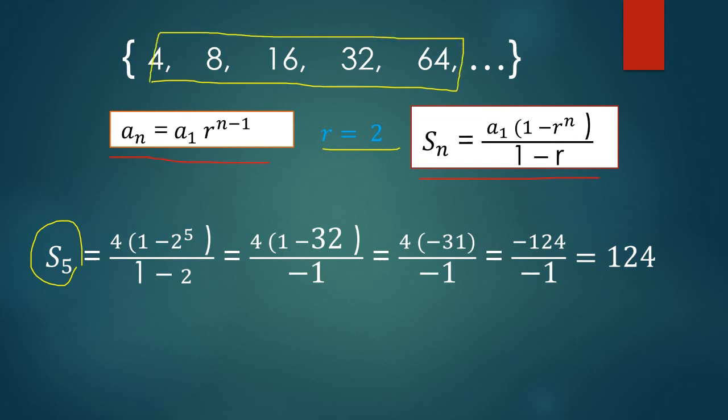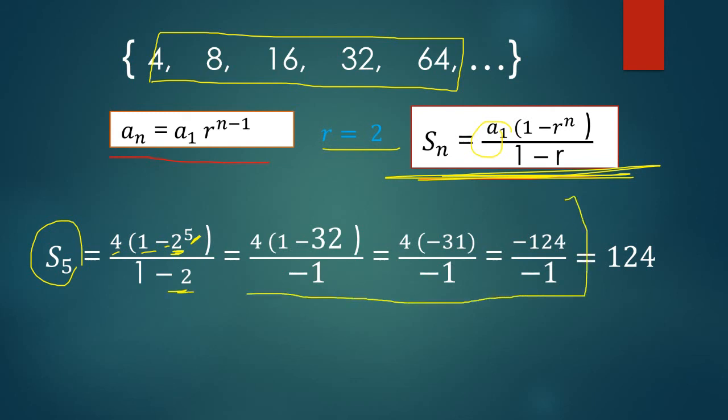To get S5, meaning the summation of the first 5 terms in the geometric sequence, we can simply add 4 plus 8 plus 16 plus 32 plus 64. But if we don't want to do that, we can use the formula. Our A1 is 4, and 1 minus our R, which is 2, raised to our n, which is 5, all over 1 minus R, which is 2. Then we evaluate, until our answer is 124.